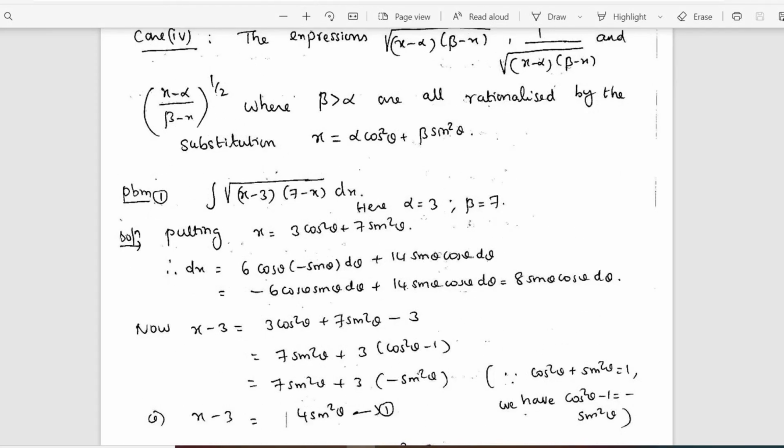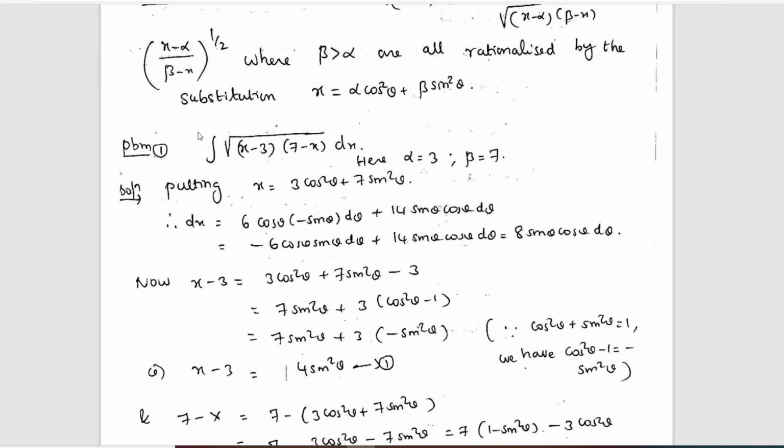Now look at this problem. Evaluate integral square root of x minus 3 into 7 minus x dx. See the given integral. Here the integrand is square root of x minus 3 into 7 minus x. This is the form square root of x minus alpha into beta minus x. So you compare the given integral with the general form, integral square root of x minus alpha into beta minus x dx, and get the values of alpha and beta. Here, alpha is 3. Beta is 7.